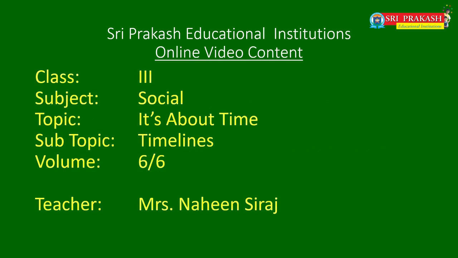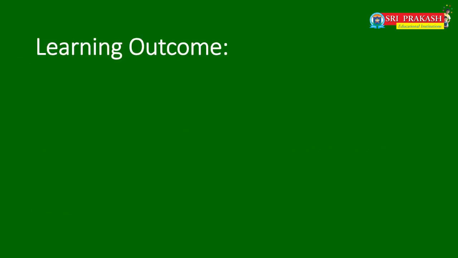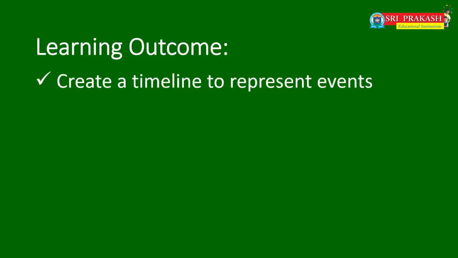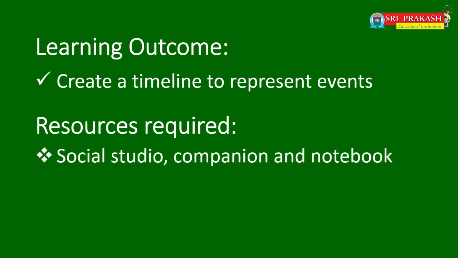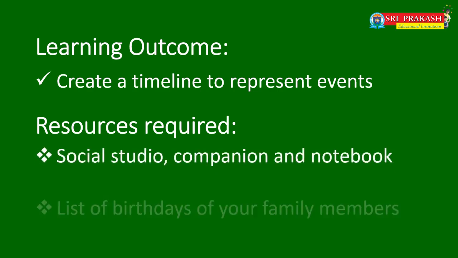We are in the last part of our second chapter, it's about time. The learning outcome of this class: you will be able to create a timeline to represent events. Resources required: keep your Social Studio companion and notebook ready.